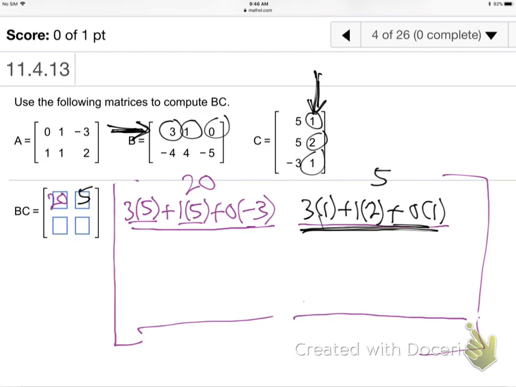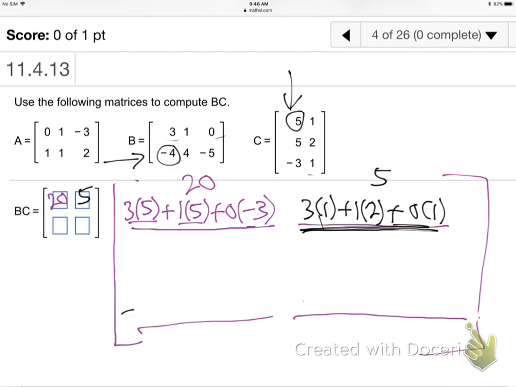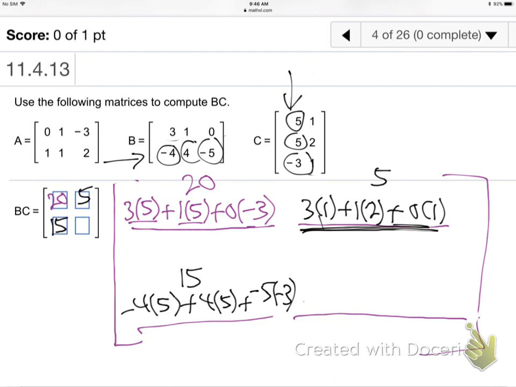Now, we're done with the upper. Now, we redo all this with the lower left. So I'll go lower left column. Again, my left hand goes across, my right hand goes down. Here we go. Negative 4 times 5. Plus, everybody jumps. 4 times 5. Those will cancel. Plus, everybody jumps. Was that negative 5? Yeah, negative 5 times negative 3. So that's just positive 15, isn't it? All right, one more. That was the lower left.